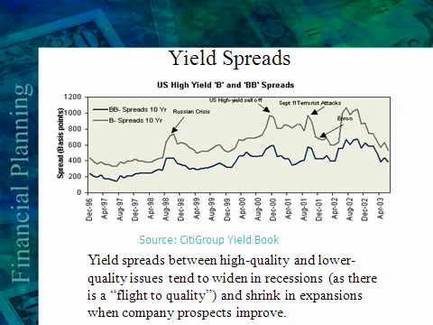0.006. Yield spreads between higher quality and lower quality issues tend to widen during recessions, as there's that flight to quality that we spoke of a few slides ago. And that yield spread tends to shrink during times of expansion when company prospects improve.